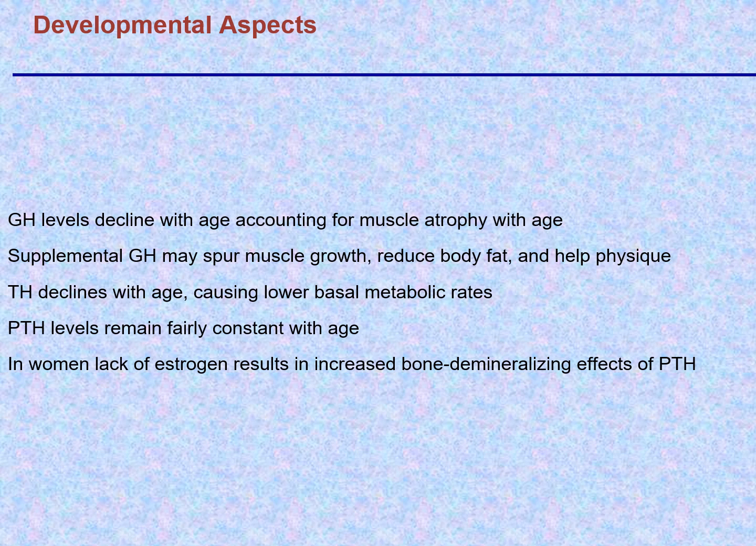And the last thing I want to talk about is just a few hormones that are reduced with age. Growth hormone levels decline, resulting in loss of muscle mass or muscle atrophy. With age, people start getting smaller muscle mass. It is possible with supplements to increase muscle growth, but I don't think that this is commonly done. I'm not sure. Thyroid hormone declines with age, and that results in a lower metabolic rate.